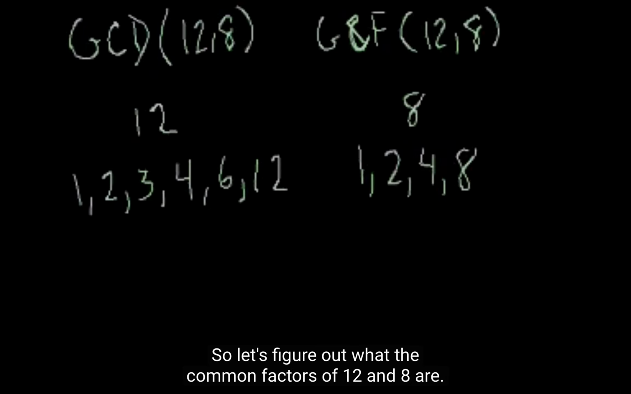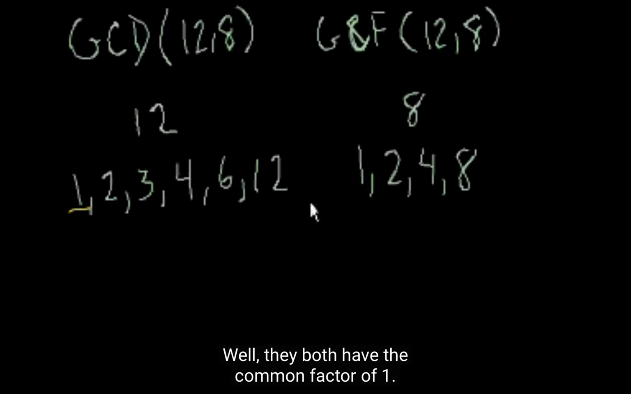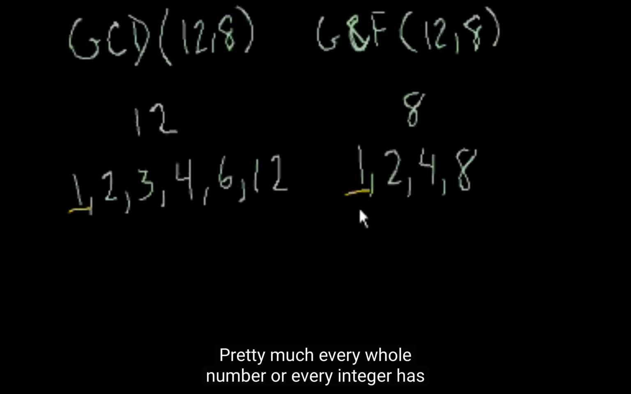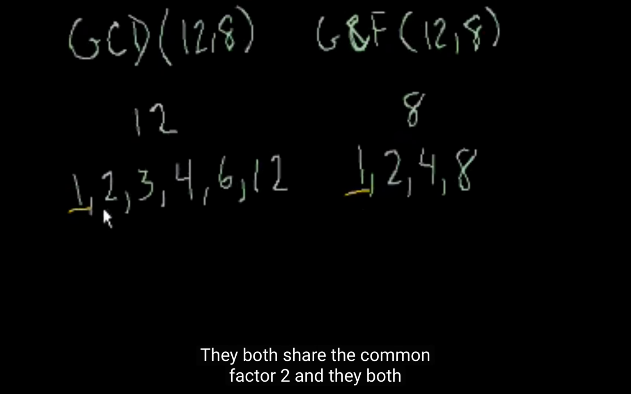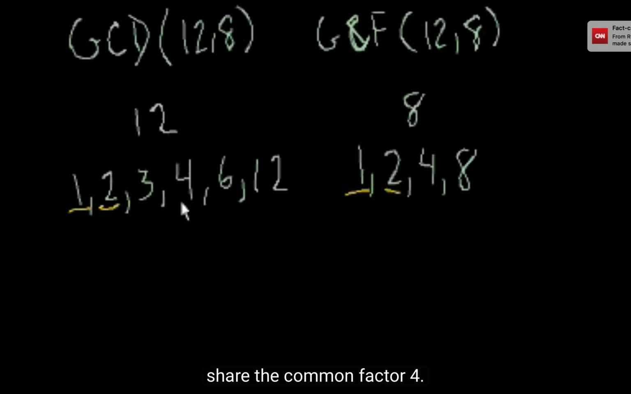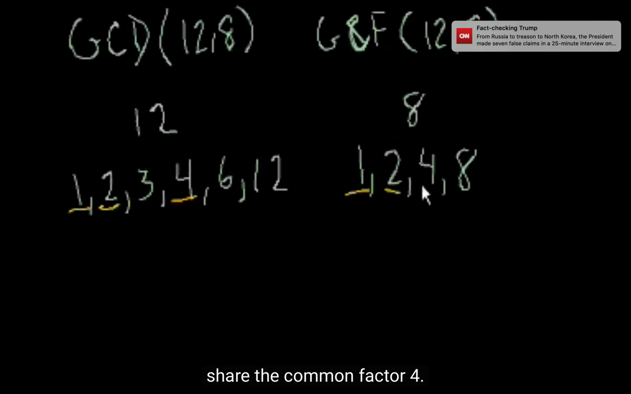So let's figure out what the common factors of 12 and 8 are. Well, they both have the common factor of 1, and that's really not so special. Pretty much every whole number or every integer has the common factor of 1. They both share the common factor 2, and they both share the common factor 4.